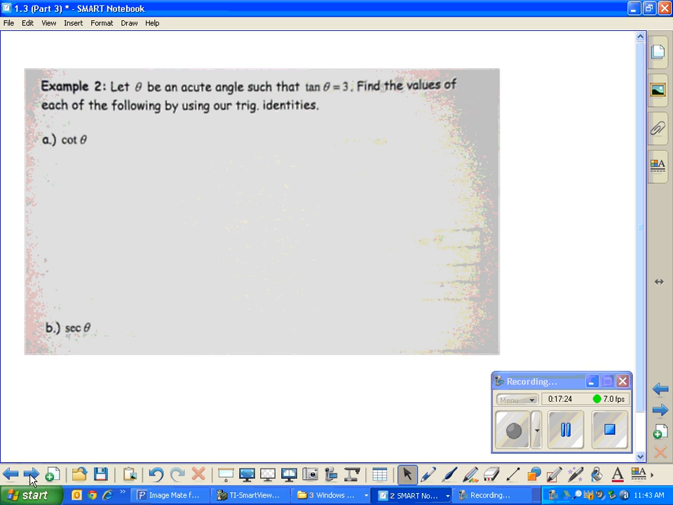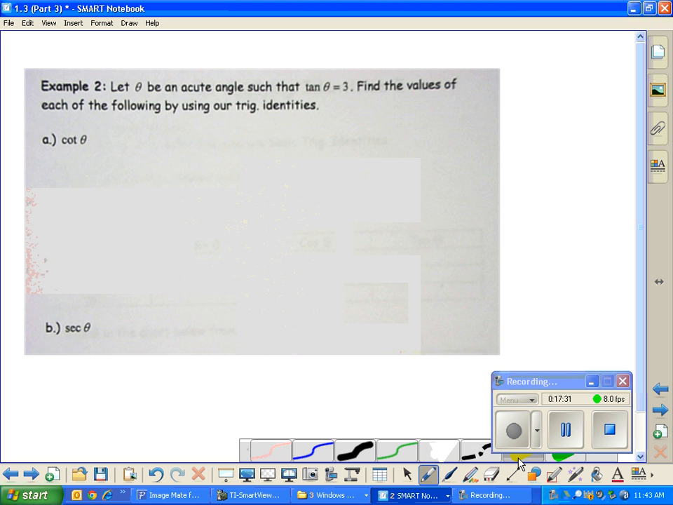We are going to do example 2, part A together, and then you guys get to do B. All right, I'm going to highlight what we're given. That is that tangent of theta is 3. What is the relationship between cotangent and tangent of theta? They're both theta. We don't have like 90 minus theta or anything, so that kind of kicks out the idea of cofunctions. We just have cotangent of theta and tangent of theta.